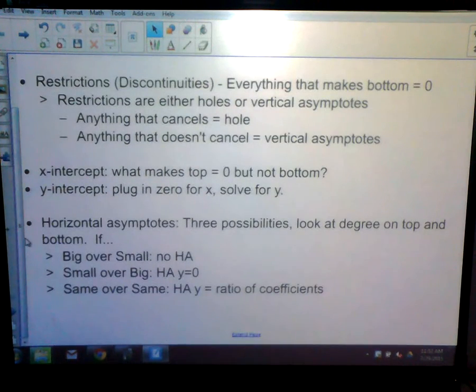Horizontal asymptotes come in three possibilities. And we're going to look at the degree on top and the degree on bottom. If the degree on top is bigger than the one on bottom, then there's no horizontal asymptote. If the degree on top is smaller than on bottom, then the horizontal asymptote is y equals 0. If they're the same degree, then it's the ratio of the coefficients. So we can talk about all this, but let's actually try a couple problems.